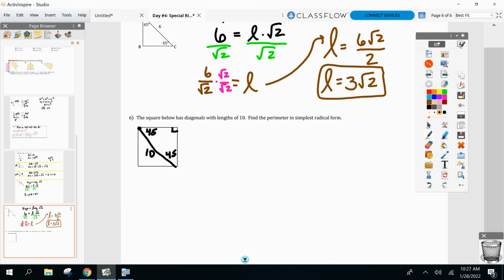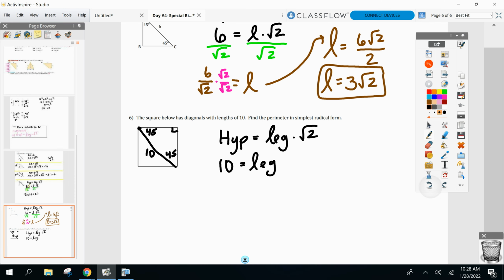Write the rule. Hypotenuse equals leg times radical 2. What do I plug in for hypotenuse? Hypotenuse, 10, equals leg times radical 2, or L. Keep doing the L there. All right, how do you get rid of the radical 2 again? Divide, yep.